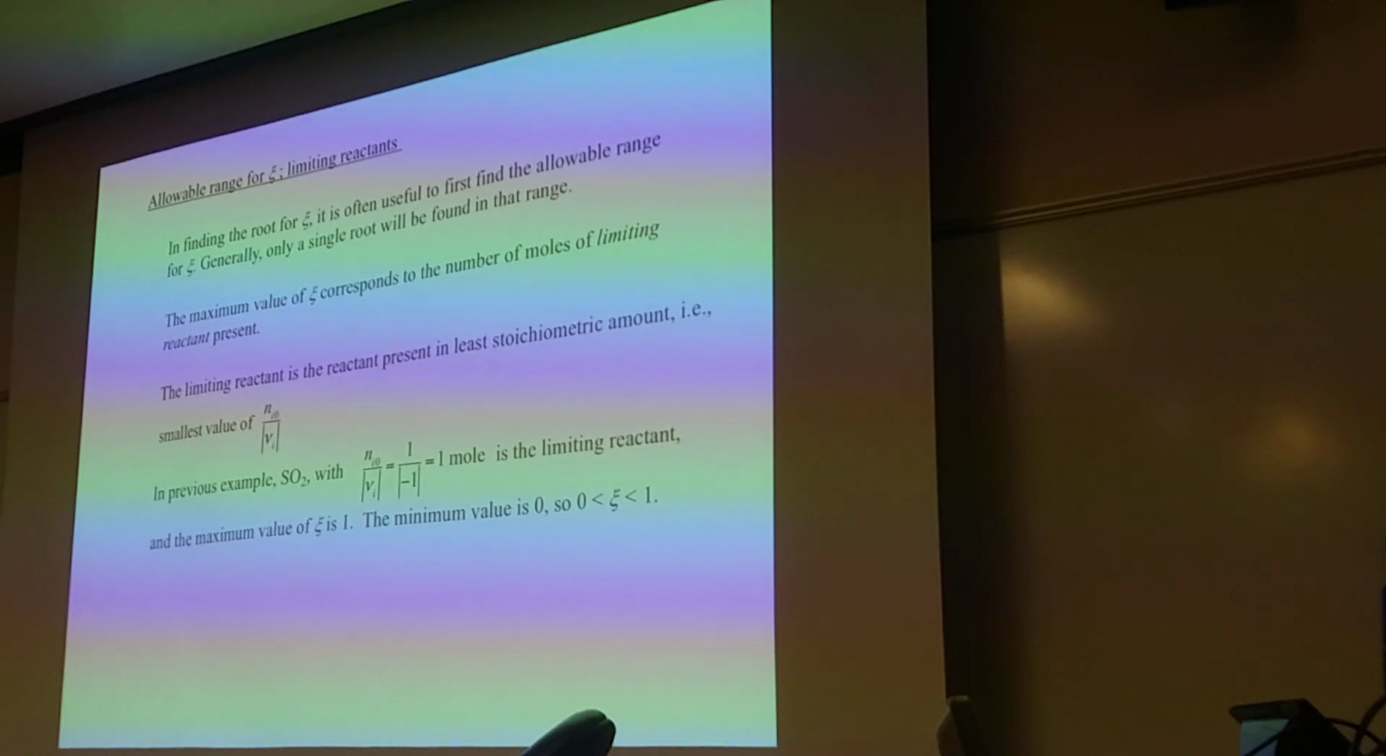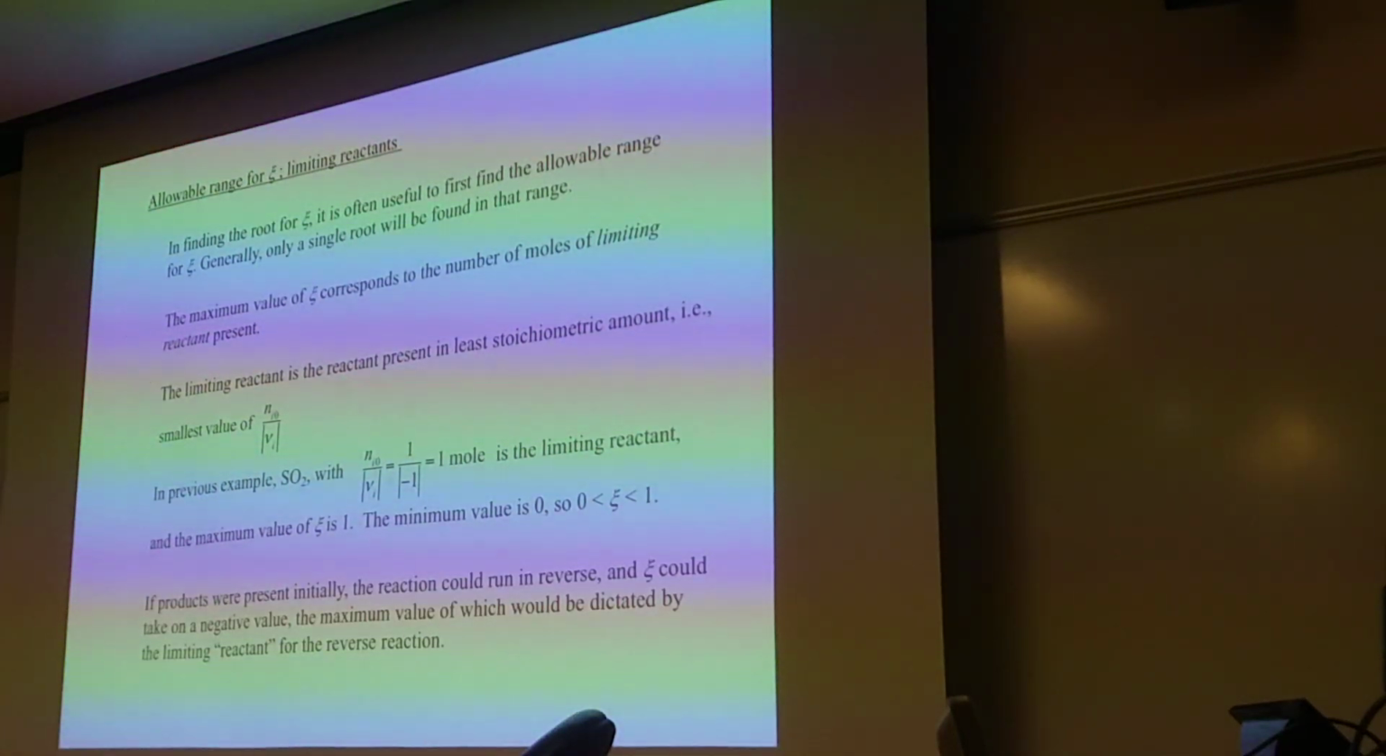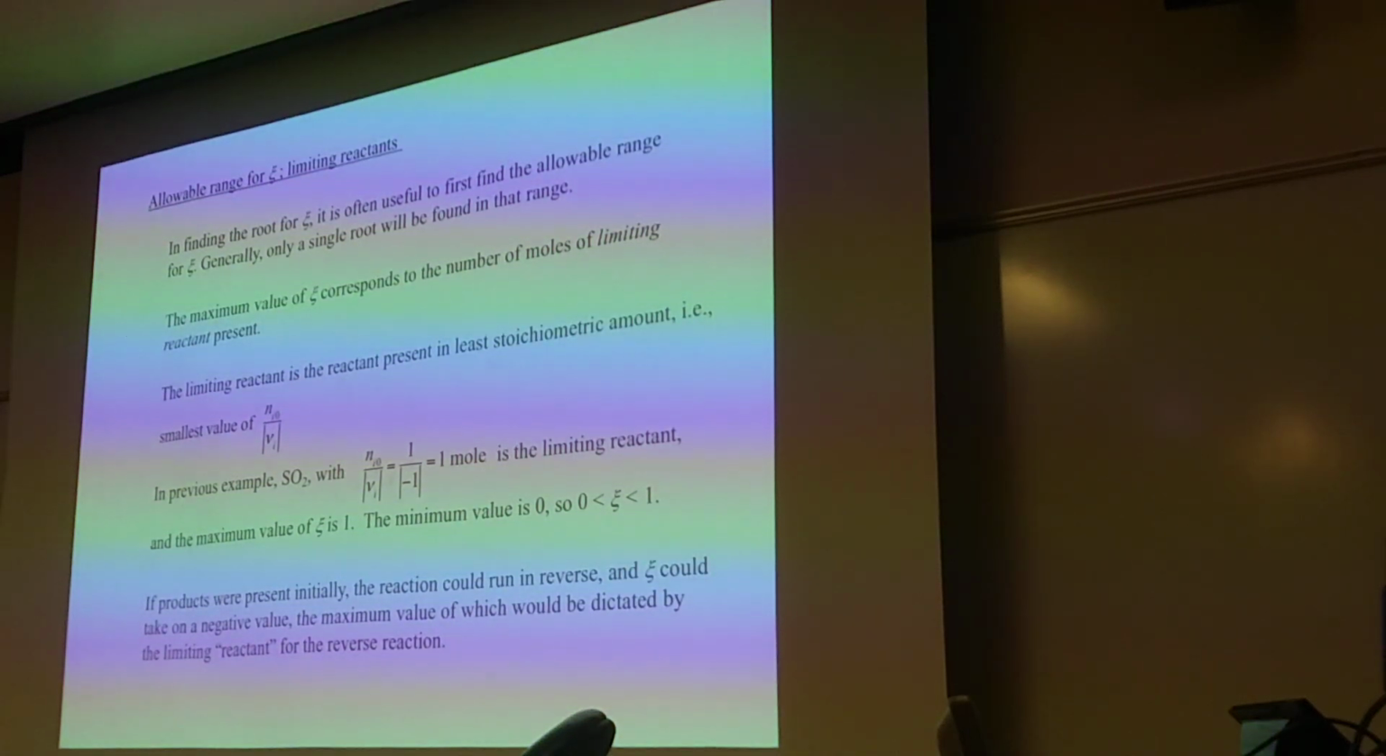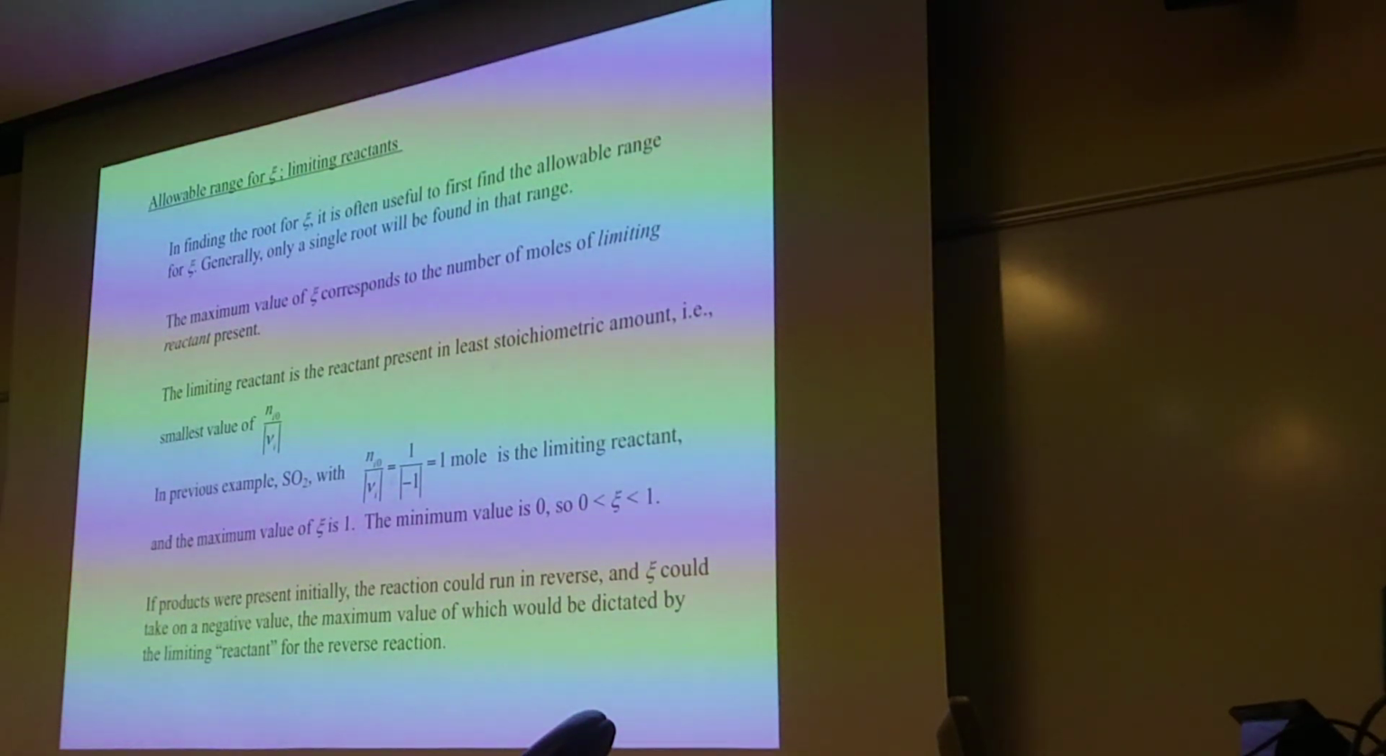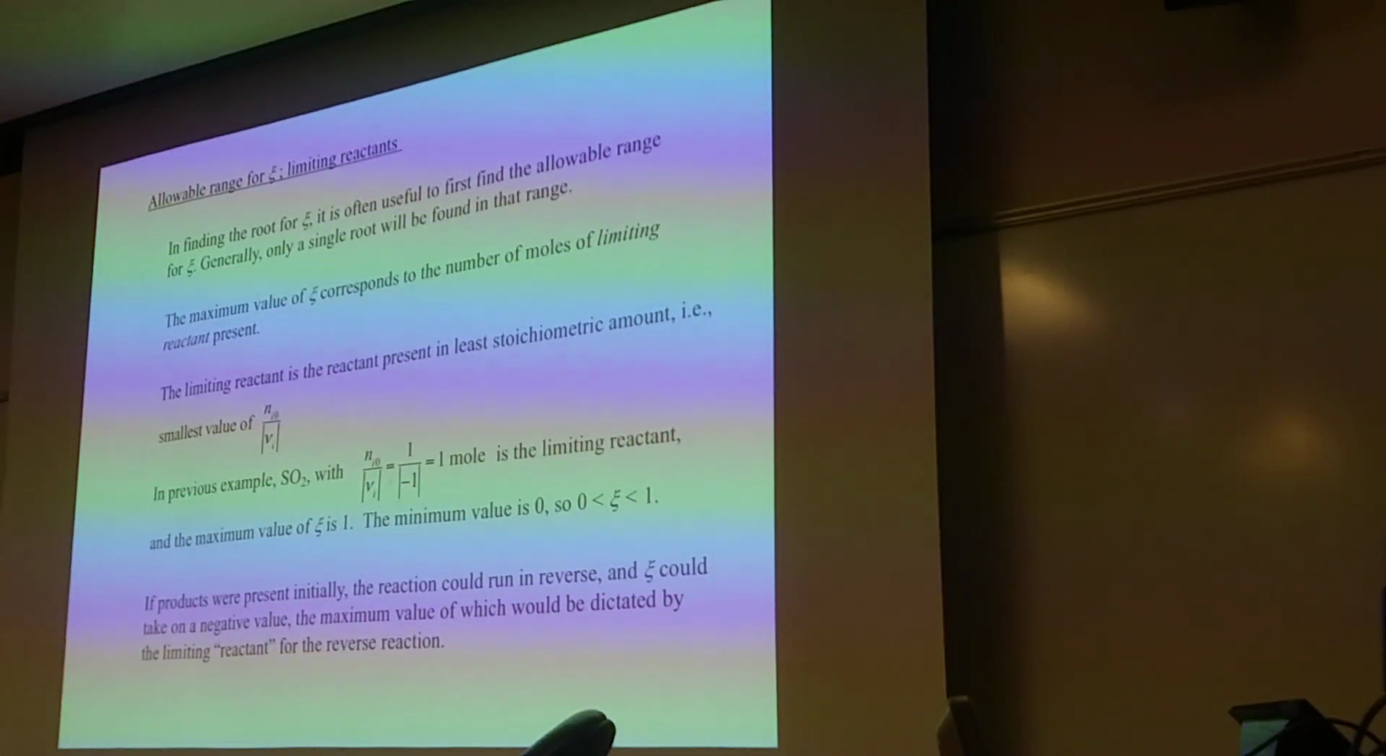In the general case, if I had some SO3 present to begin with, the reverse reaction could run, and that would mean that xi could take on negative values. So we should consider that. If the products were present initially, the reaction could run in reverse, and xi could take on a negative value, the maximum magnitude of which would be dictated by the limiting, quote-unquote, reactant for the reverse reaction. Of course, that would be one of the product species. Here it's trivial because we only have one product species.